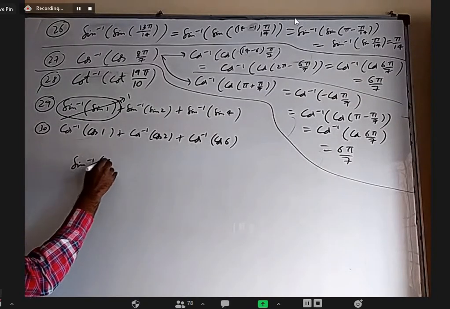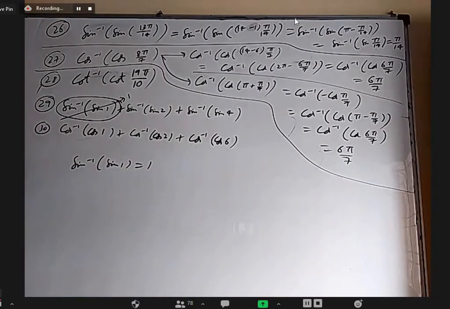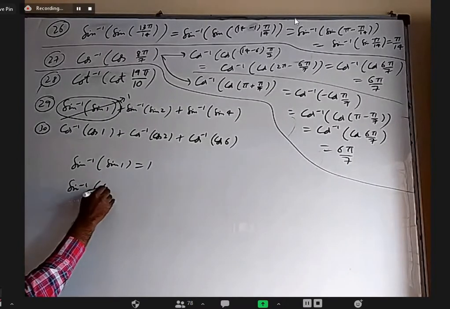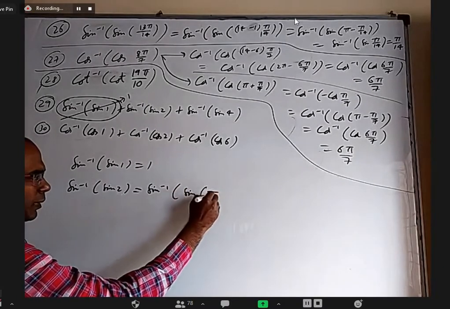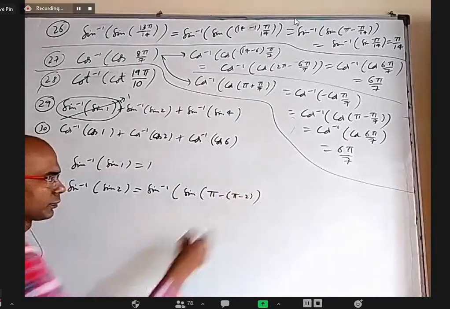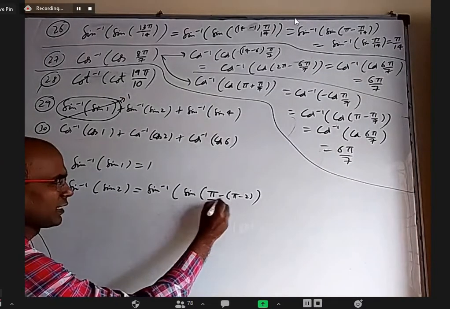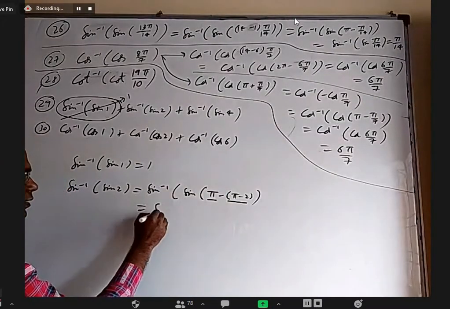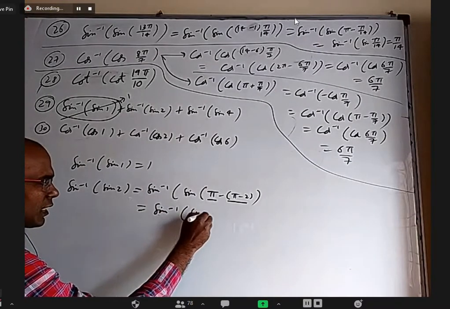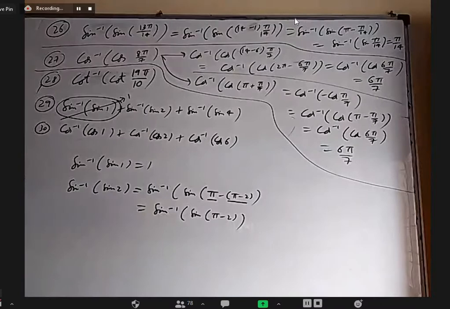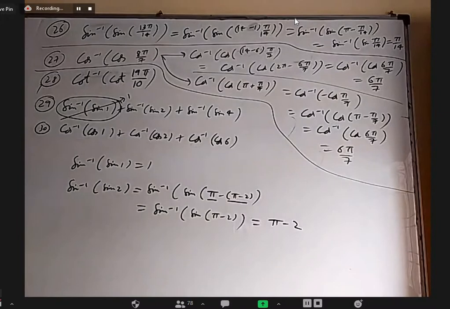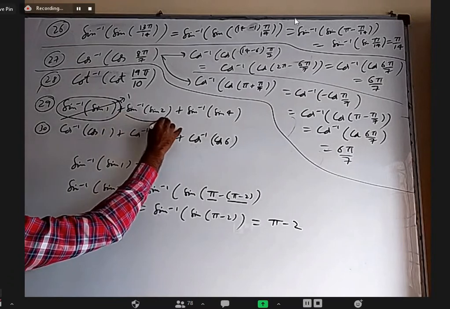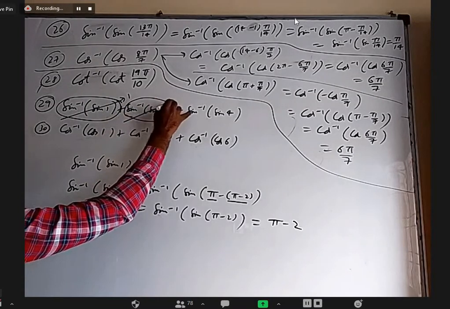Sine inverse sine 1 is 1. Fine. Sine inverse sine 2, because this angle is in the second quadrant, I am going to write sine 2 as sine of pi minus 2. Now this is 180 minus theta. Sine 180 minus theta is sine theta. I'll get sine inverse sine pi minus 2. That is within the principal values. So I can cancel out these two and say the answer is pi minus 2. Okay, so this answer is pi minus 2.